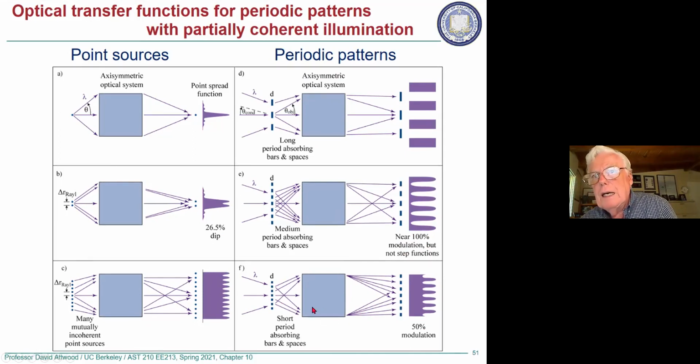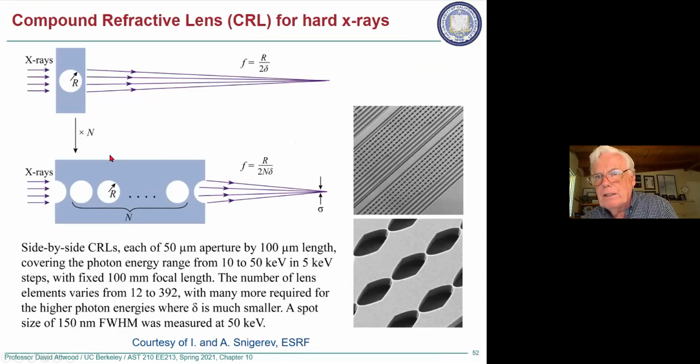And so out of these things, we make diagrams which show how the modulation falls off with periodicity as you approach resolution limits. This is the refractive lens I told you about, the compound refractive lens from the Snigirevs. And this is what some of those patterns look like. So for instance, they use them a lot at hard X-ray synchrotrons.